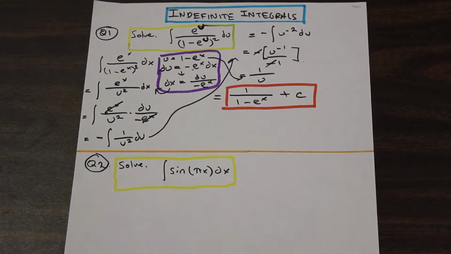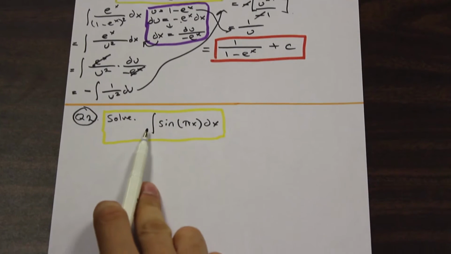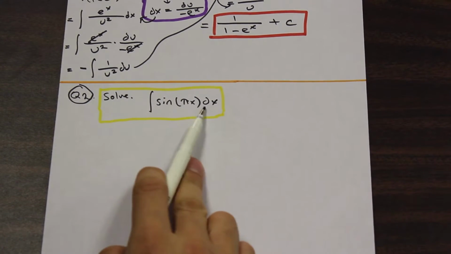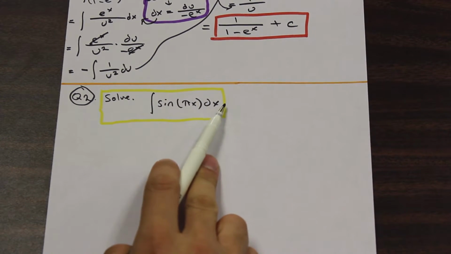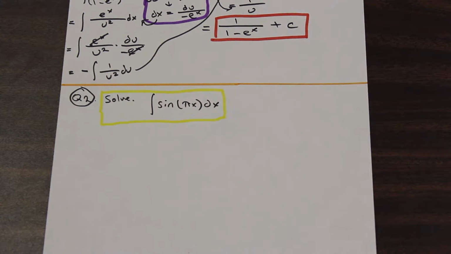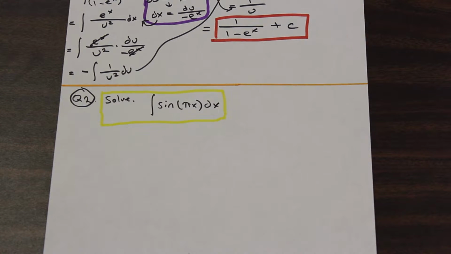So I hope that was helpful in just giving you the basics about U-substitution. Let's try another one. Let's go to question 2. We have the integration of sine, and inside the argument we have pi x dx. Okay, so how do we go about solving this?